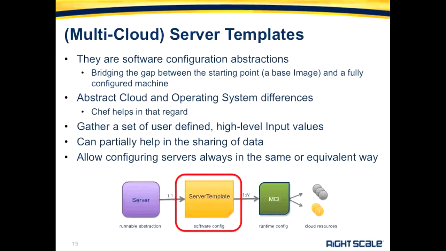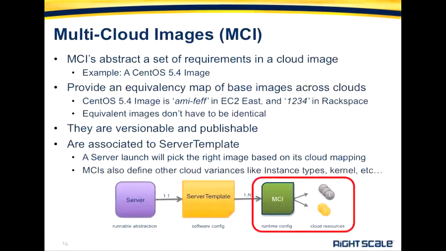So that's basically what the multi-cloud images do. Multi-cloud images are really an abstraction of a minimum set of requirements, but they're really not bits. There isn't an image that is an MCI, what we call an MCI, right? It's going to be a mapper, a mapping between this concept and some cloud-specific things.